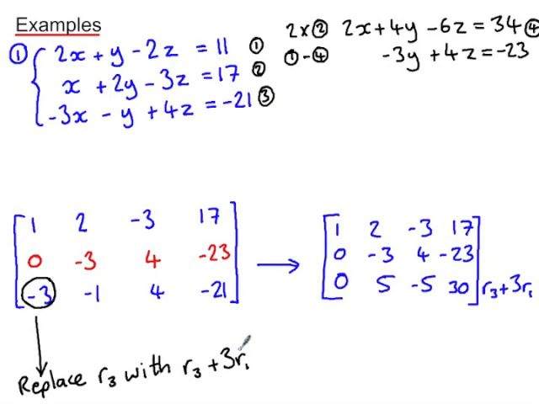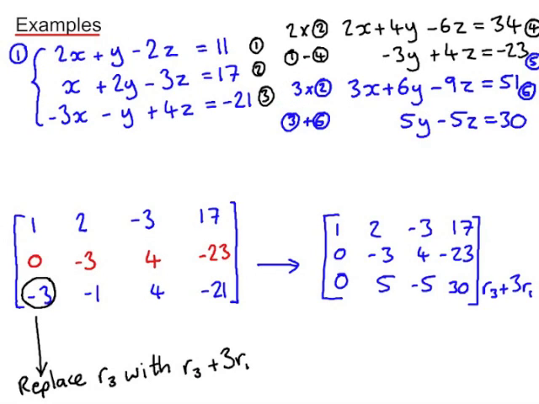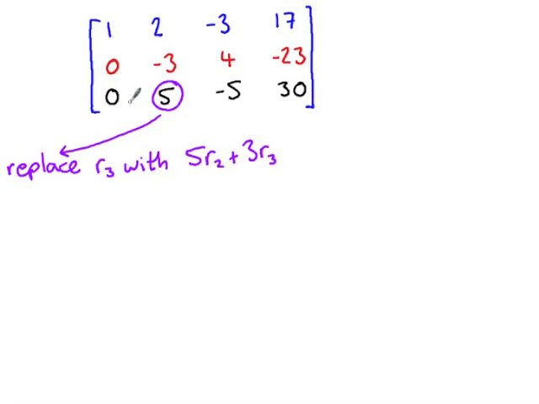Back to the equation form now. We've multiplied equation 2 by 3, and then we've added together equation 3 and equation 6. Now I just need to do one more step to get the third 0 in my matrix and reduce it to row echelon form. And hopefully you'll start to see why matrix form is a bit more efficient than working with the equations. I'm going to replace row 3 with 5 lots of row 2 plus 3 lots of row 3.